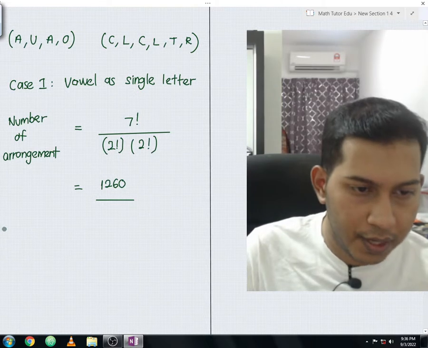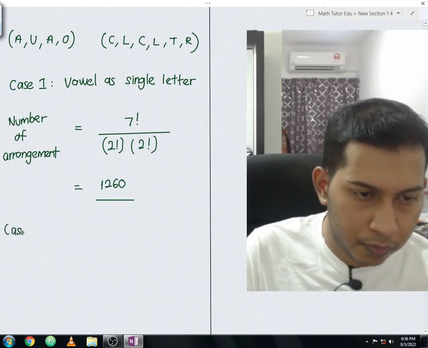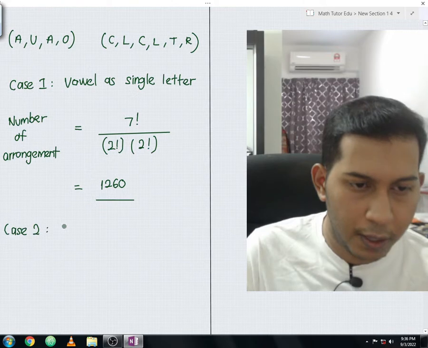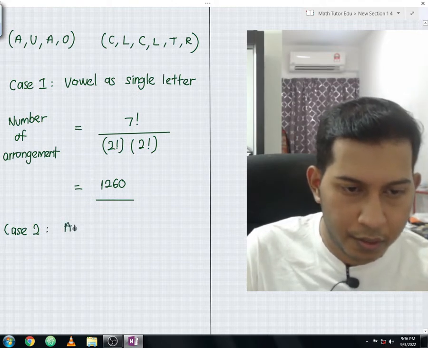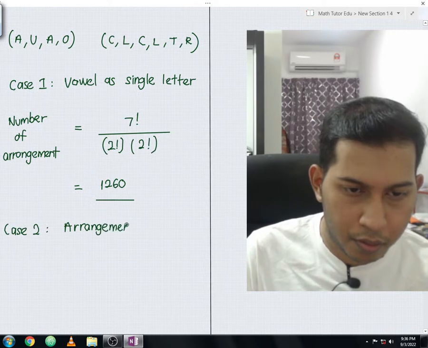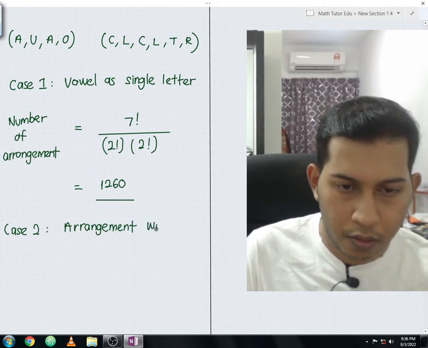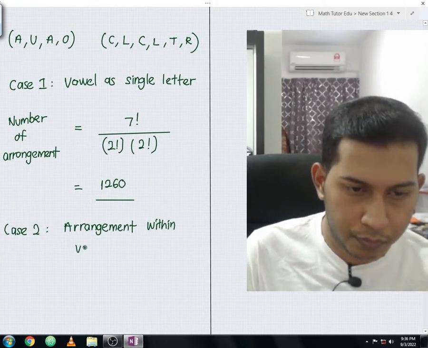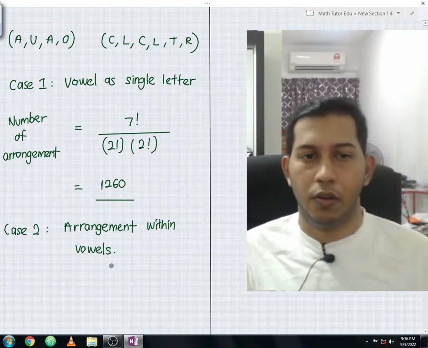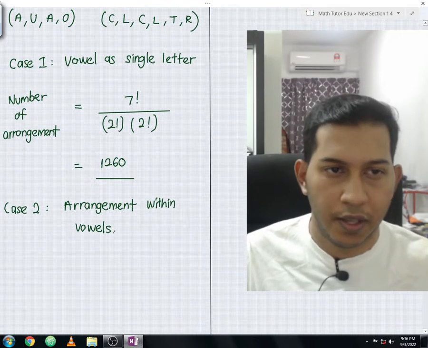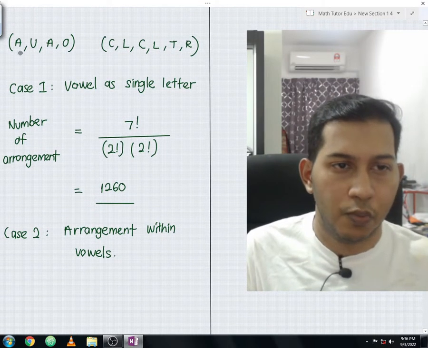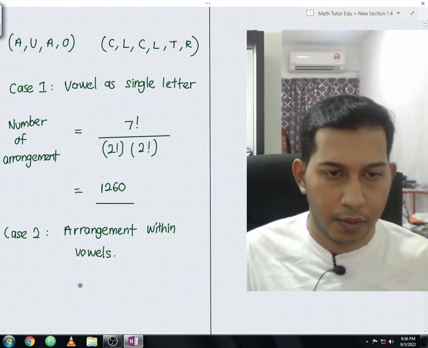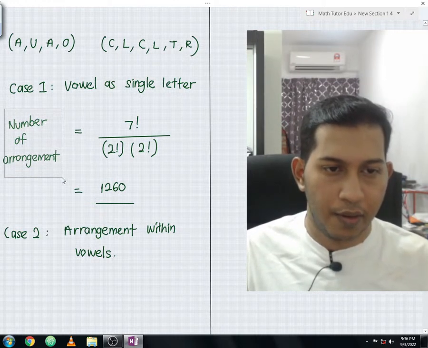Case 2: arrangement within vowels. From here we have a total of 4 vowels, 1 2 3 4, so you write it over here. Okay, so let us calculate the number of arrangements for case 2.